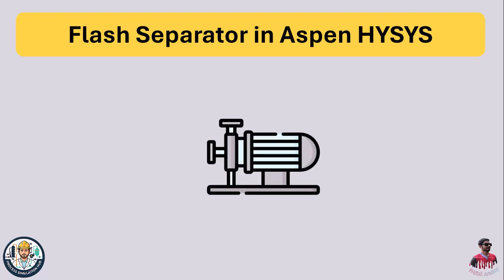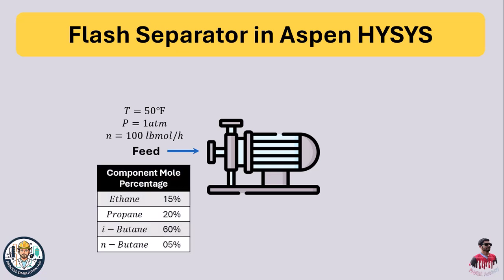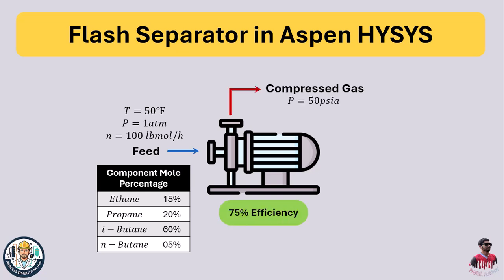In this tutorial, we have a compressor, in which gas enters at a temperature of 50 degrees Fahrenheit, a pressure of 1 atmosphere, and a molar flow rate of 100 pound-mole per hour. The molar composition of the feed gas is also available. This compressor, working at an efficiency of 75%, raises the pressure of the gas to 50 pounds per square inch.